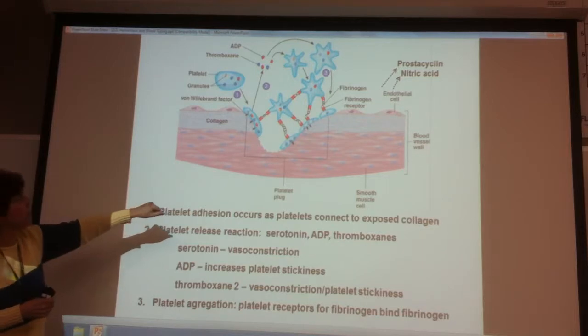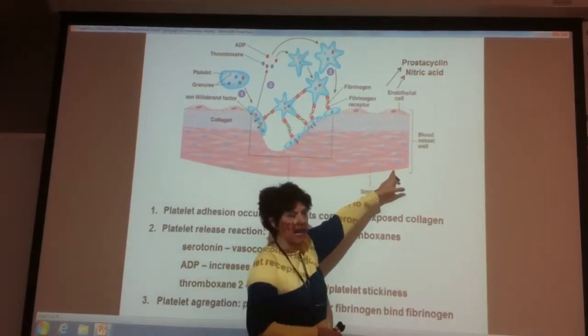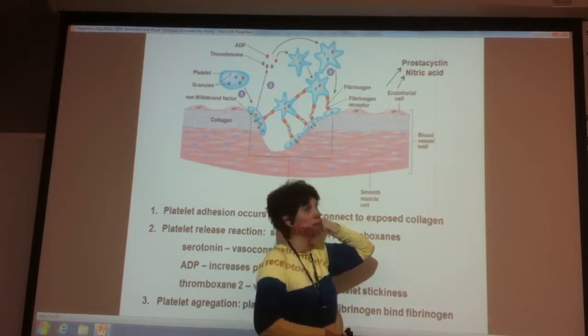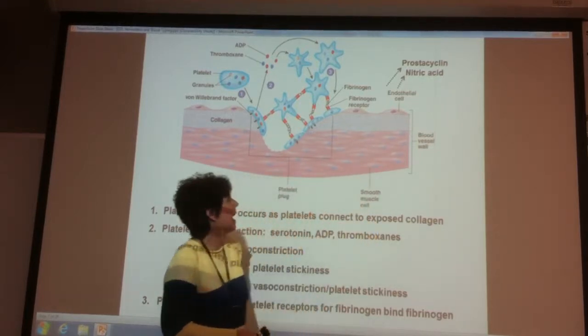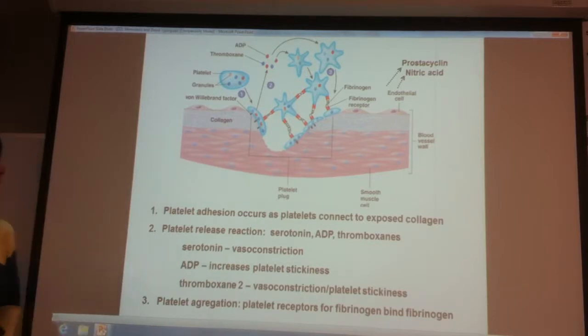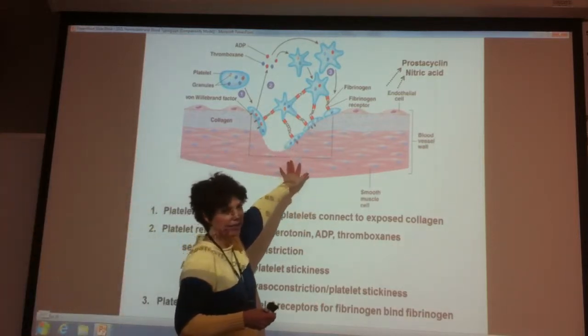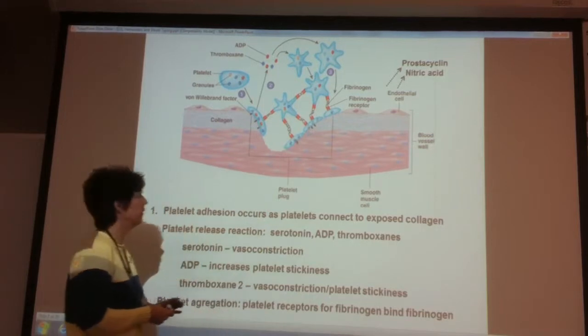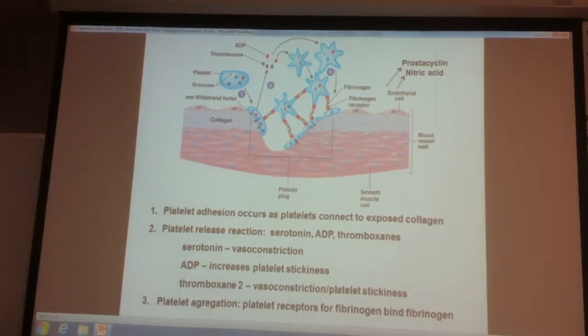All right. Now, over here on the side, I added to this slide, it's not in your lecture notes, two molecules, prostacyclins and nitric oxide. And those are made by normal endothelial cells that haven't been damaged. Because we don't want clots forming just anytime, anywhere. And so those are released by normal blood vessel cells and help to inhibit the platelets from adhering to the vessel wall. So you notice that's to the side of our damaged vessel wall. And that helps to prevent the platelet aggregation.